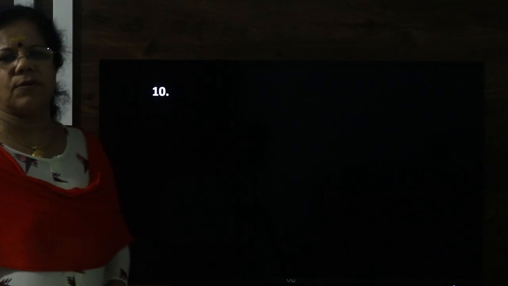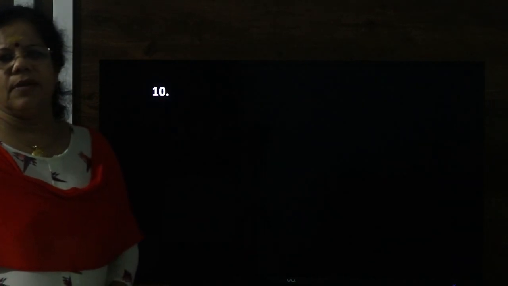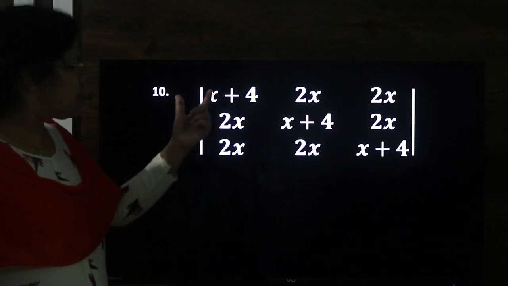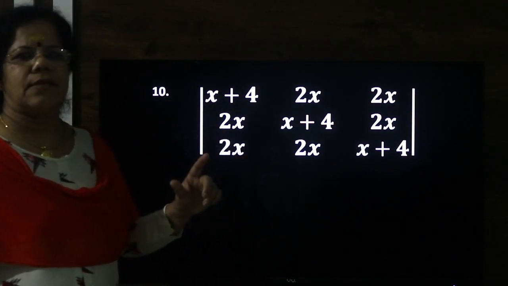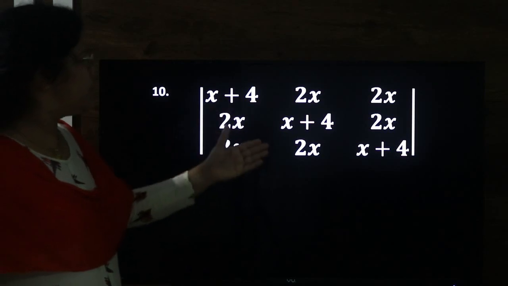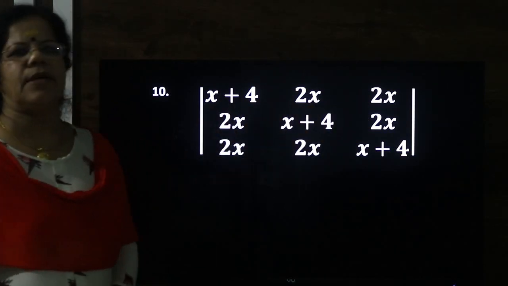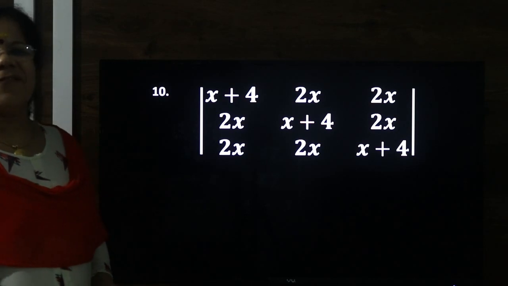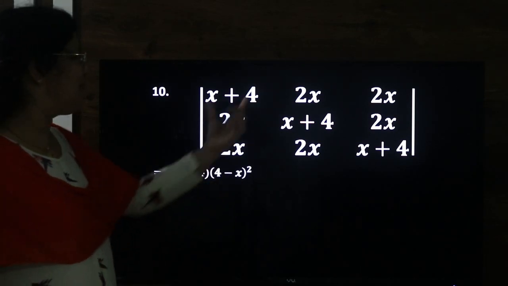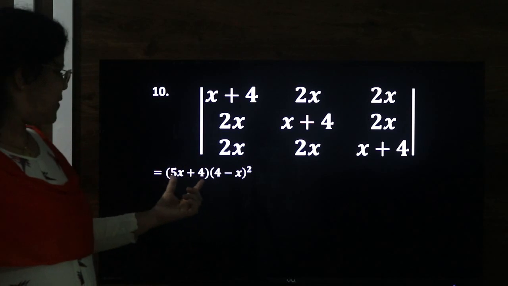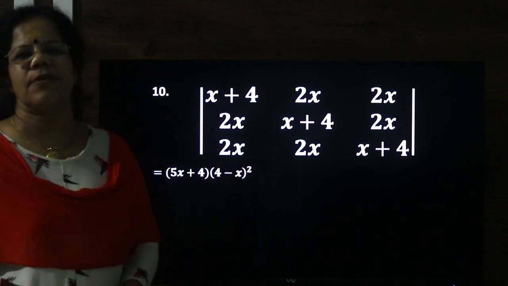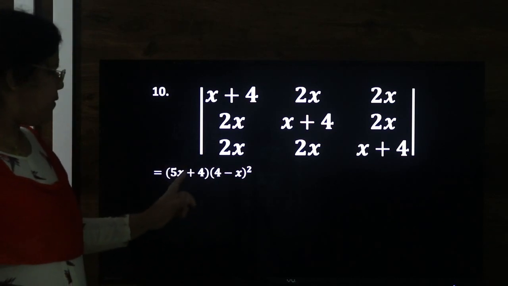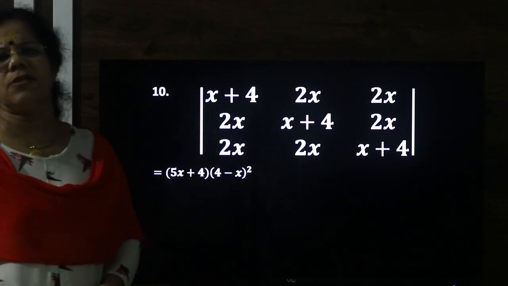The next one is question number 10, we will see. Suppose the question is to evaluate; you have to find out in what way, what operation can be done. If it is prove that, once again I say it is easy. Why? From the prove-that statement we will get some idea from the answer. Here we have to prove this determinant is equal to 5x plus 4 into 4 minus x whole square. By seeing 5x plus 4 itself, it is so clear.